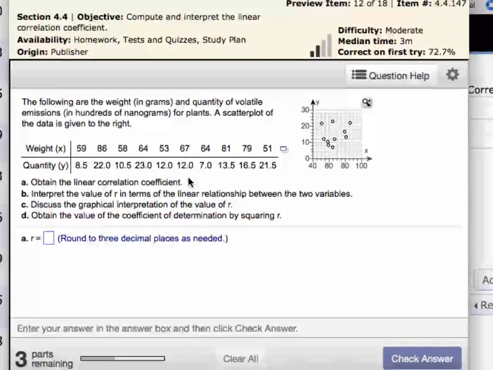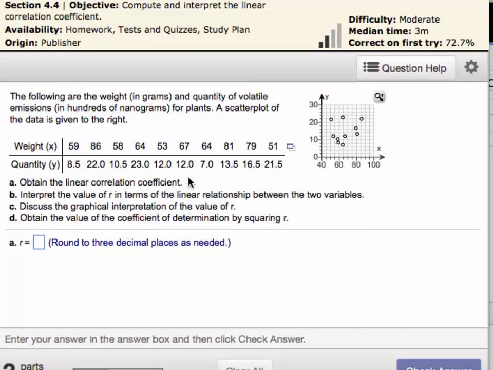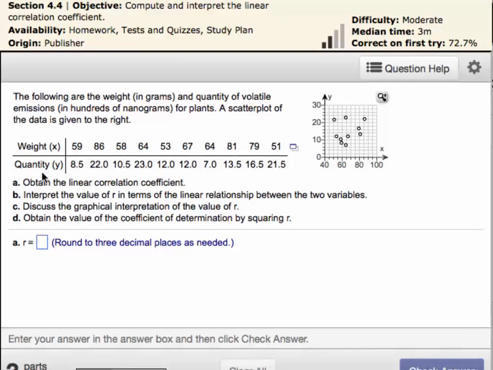So this is weight in grams and quantity of emissions for plants. So the weight of the plant and then the quantity of volatile emissions are the two variables. Does weight explain the quantity of emissions, or does quantity of emissions explain the weight? What are we saying by setting up the variables this way? Is weight predictive of quantity? That's what we want to know. And they showed us the data, so let's answer that question just by looking at the data here.